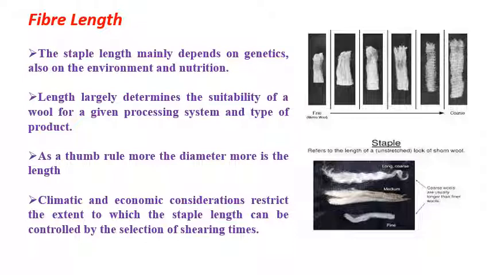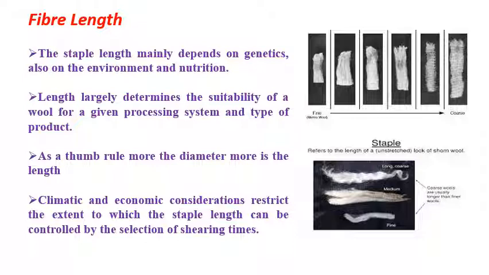The staple length mainly depends on genetics and also on the environment and nutrition, because it is a breed characteristic which is governed by the genetics of the particular animal. So accordingly the fiber length will be decided. Length largely determines the suitability of a wool for a given processing system and type of product. This we are going to learn later when we discuss the processing of wool.